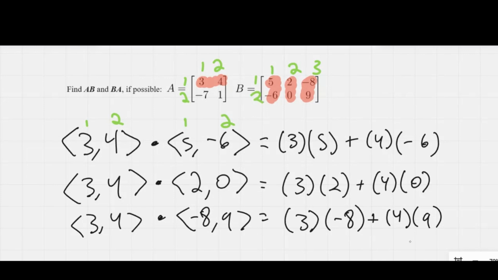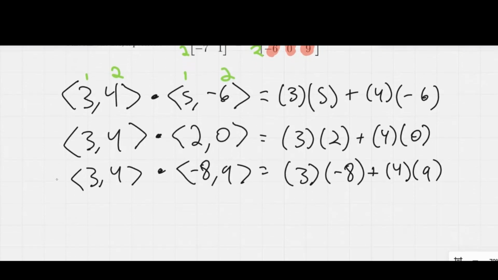You see the pattern here, right? We have the first row of matrix A. We first start off with that. We're finding the dot product with respect to each of the columns in matrix B. And then we're now going to move on to the second row of matrix A. So let's move on to the second row.